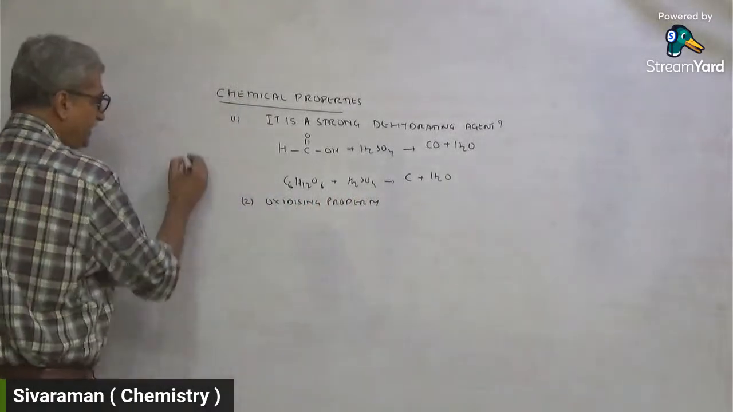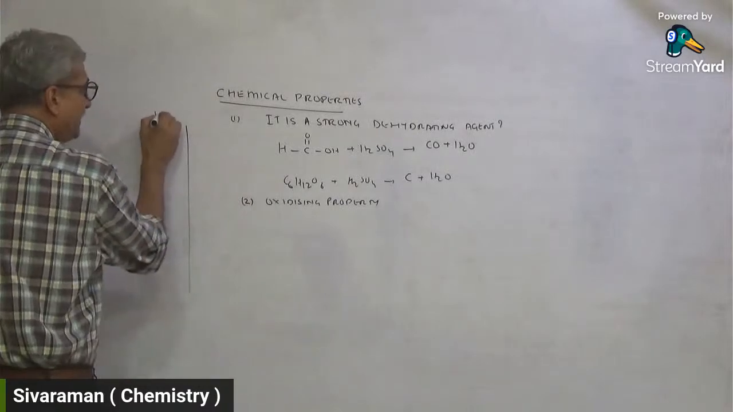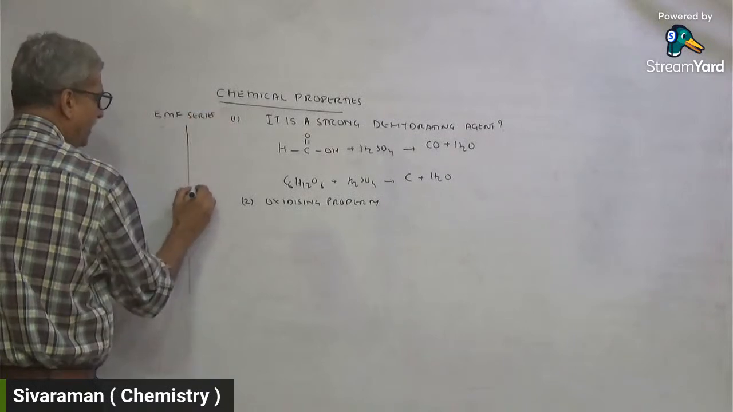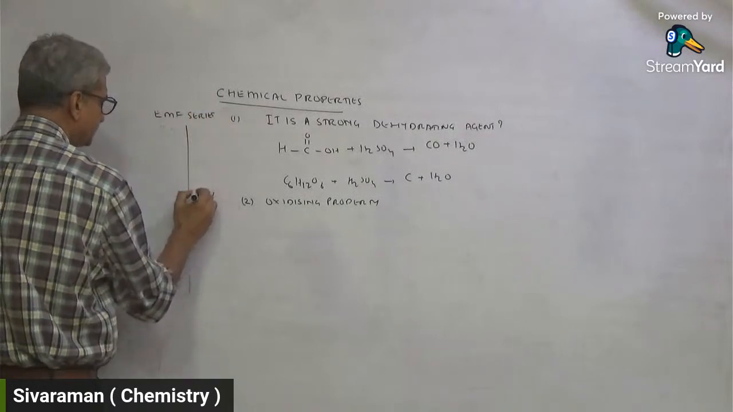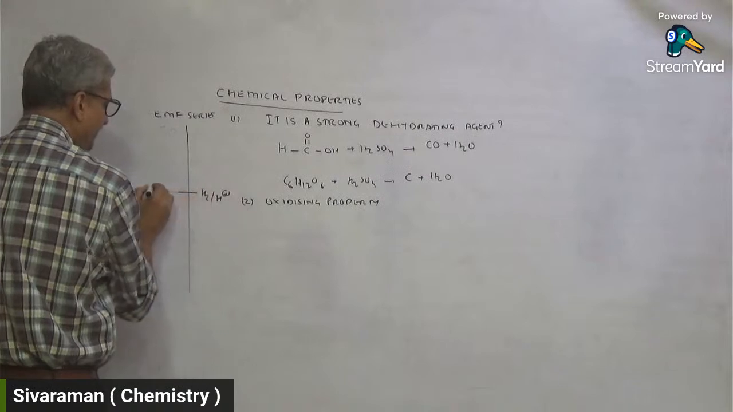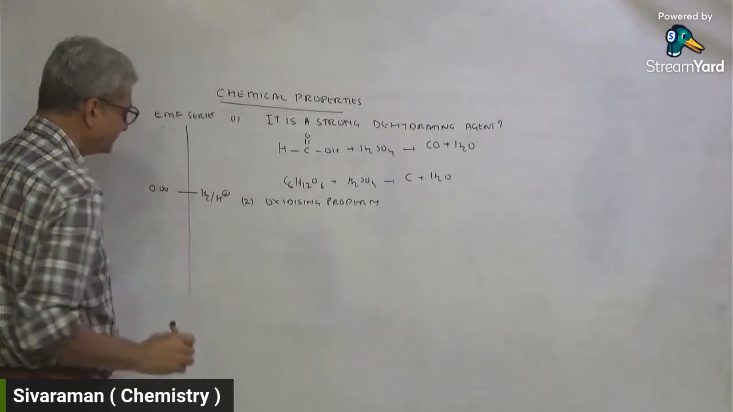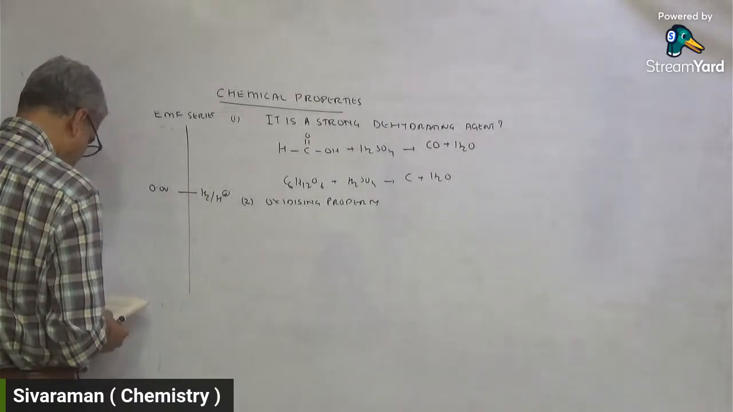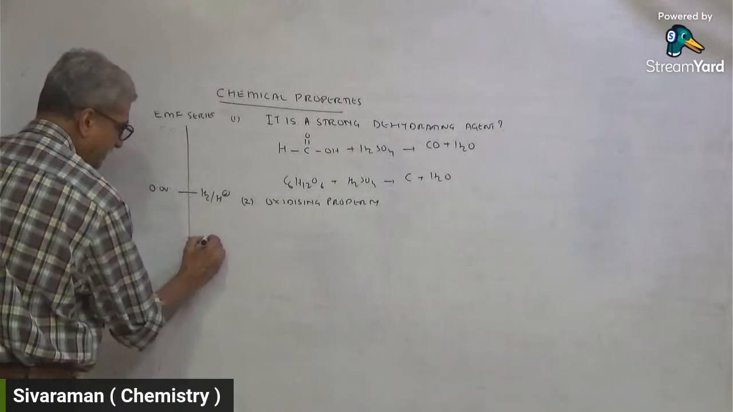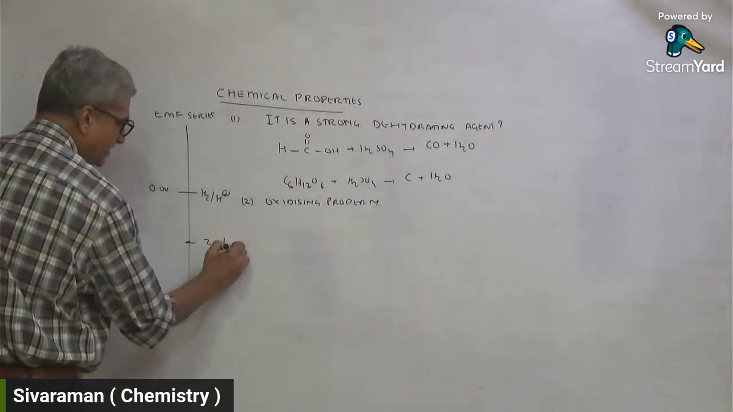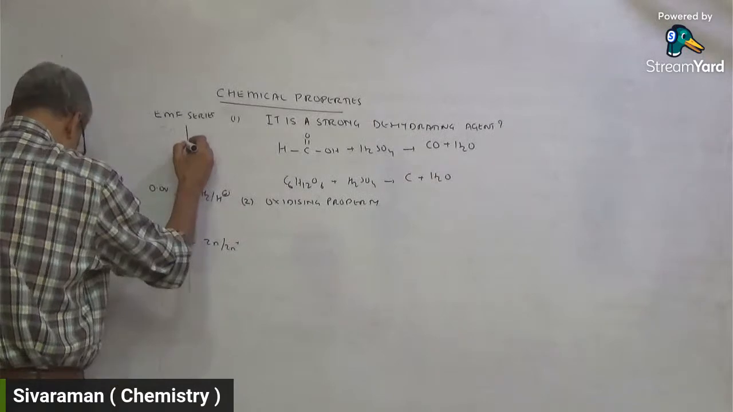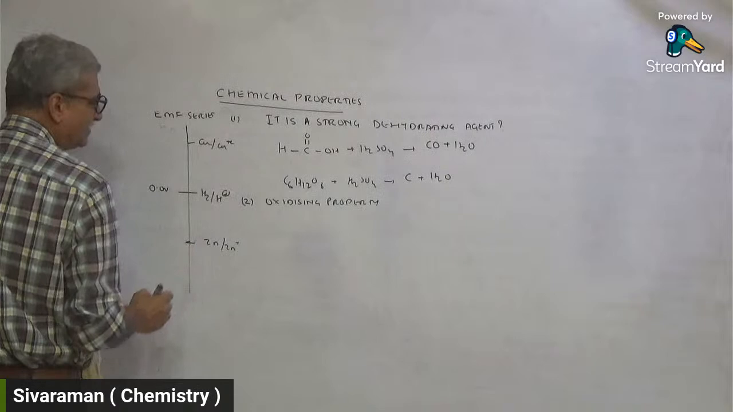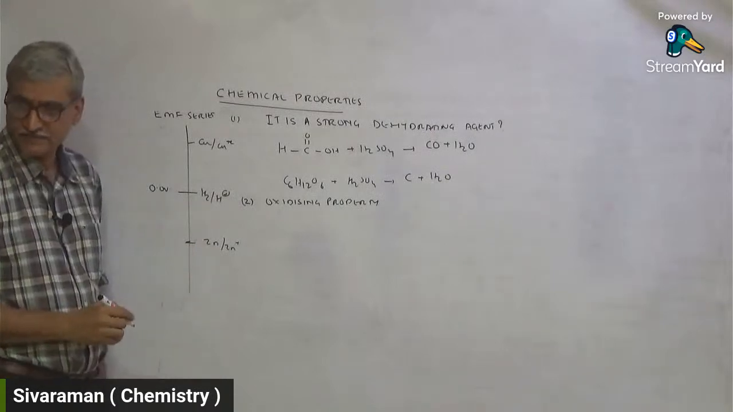Let us look at the effect of this, so we have the EMF series. You have hydrogen. We know it is 0.0 volt. There is an element below hydrogen. What is the element below hydrogen? We have zinc, Zn2+. And we'll take the example of copper, Cu2+, which is above hydrogen. Let us see the reaction.